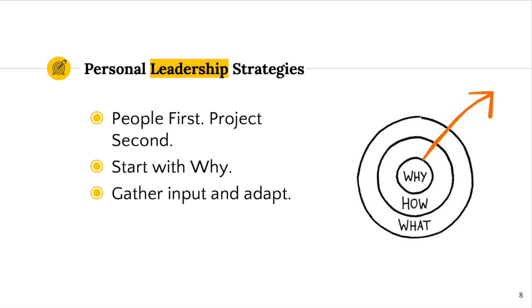You have to explain to people why here is no good and why there is way better. And then once that's explained, once you get the why, then you can move into the how and the what. And then the third point is gather input and adapt.